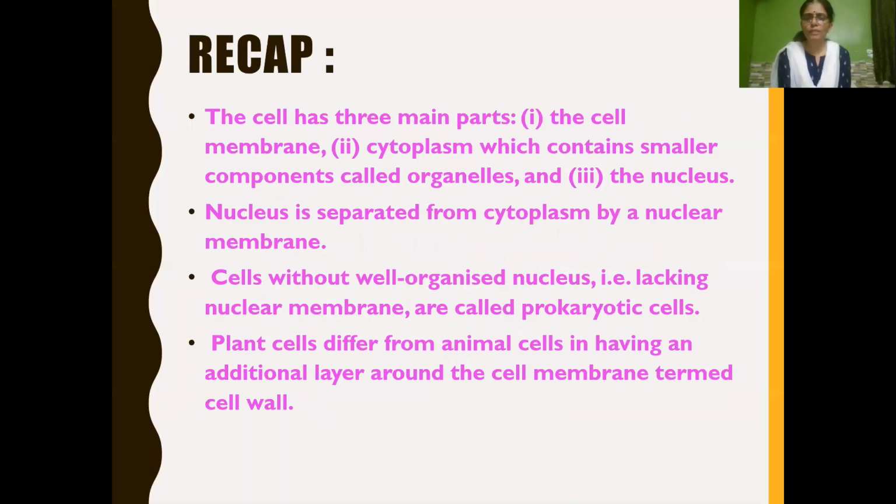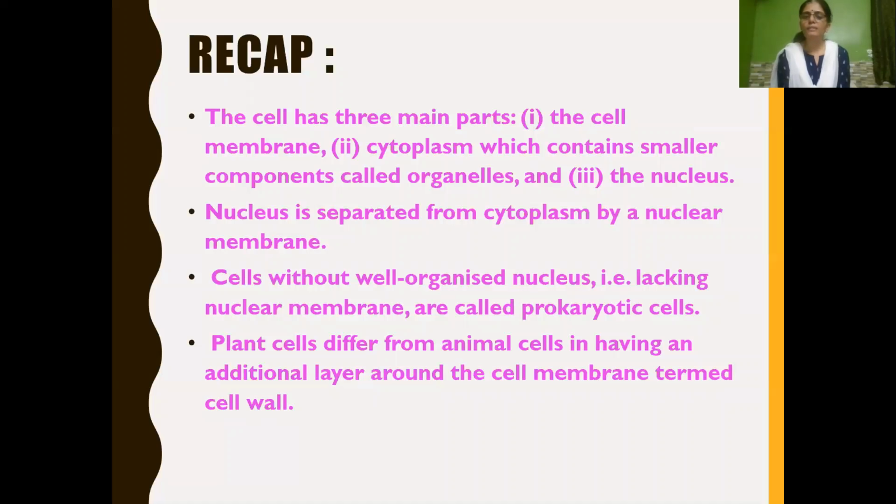And so children, till now we have learnt that the cell has three main parts: cell membrane, cytoplasm, which contains different cell organelles, and the nucleus. And the nucleus is separated from the cytoplasm by a nuclear membrane. A cell without a well-organized nucleus, that is, lacking a nuclear membrane, is called a prokaryotic cell. Lacking means absent. Examples: bacteria and blue-green algae.